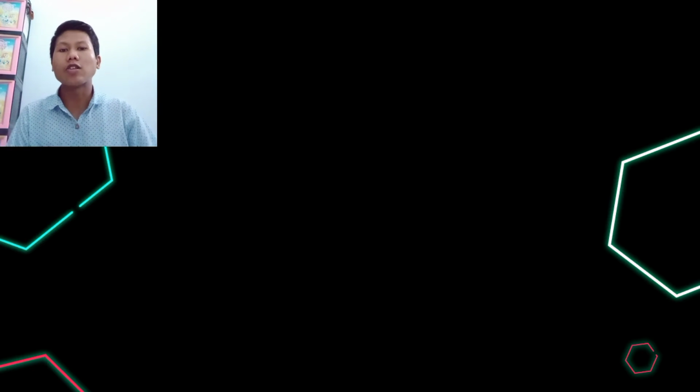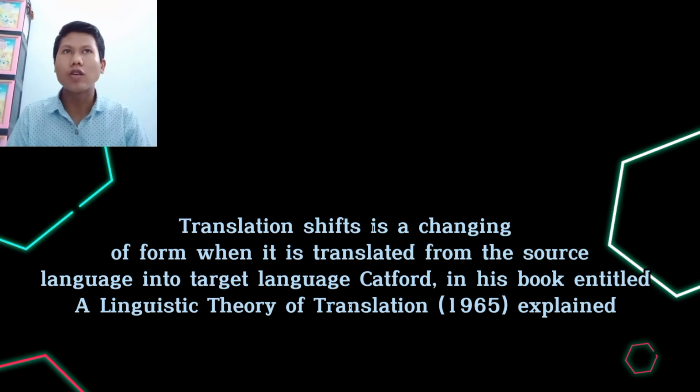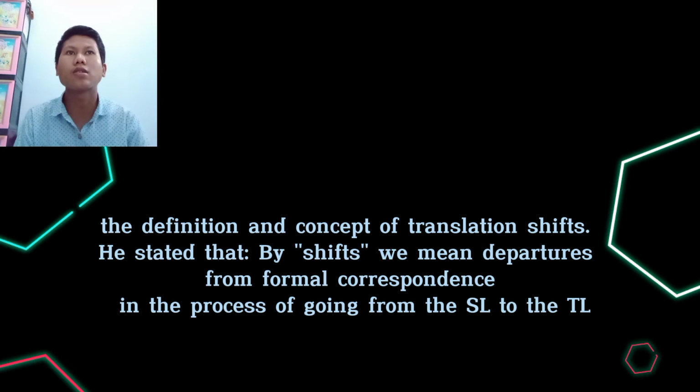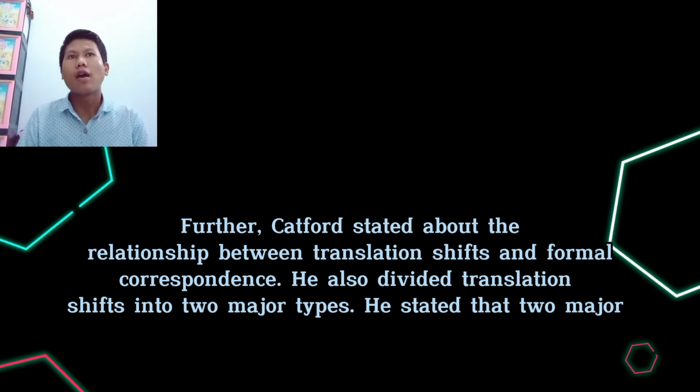What is translation shift? Translation shift is a change of form when it is translated from the source language into the target language. Catford, in his book entitled A Linguistic Theory of Translation, 1965, explains the definition and concept of translation shifts. He stated that by shifts, we mean departures from formal correspondence in the process of going from the SL to the TL. Further, Catford stated the relationship between translation shifts and formal correspondence.